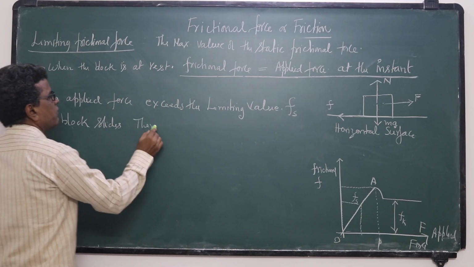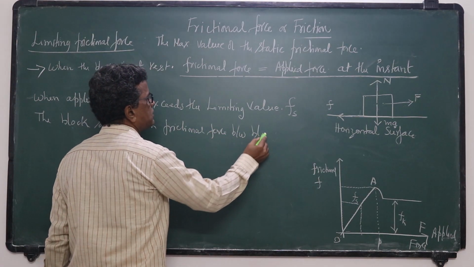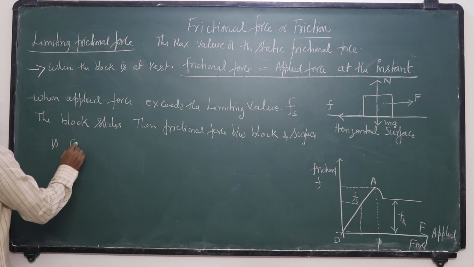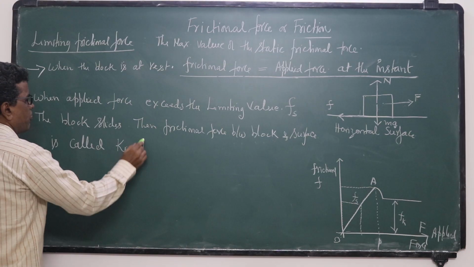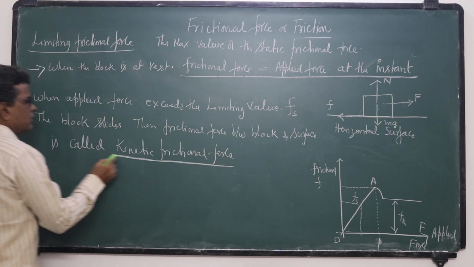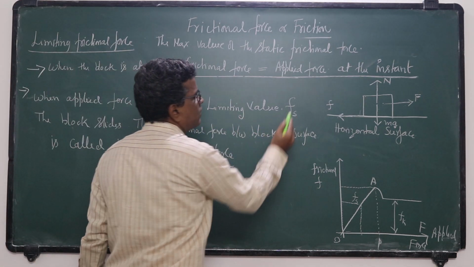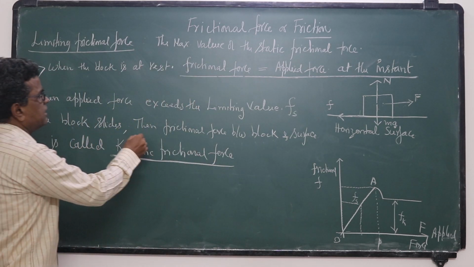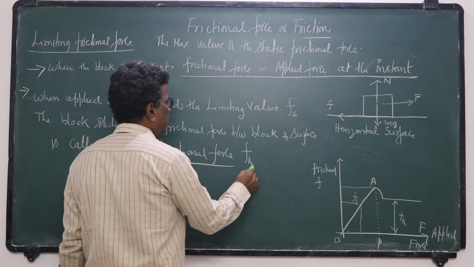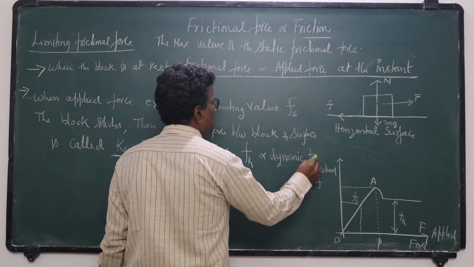Then the frictional force between the block and the surface is called kinetic frictional force. Okay, so this is the definition of kinetic frictional force. When the applied force exceeds the limiting value Fs, the block slides. Then the frictional force between the block and the surface is called kinetic frictional force. It is represented with the letter Fk. It has another name, dynamic friction, that is, in motion.